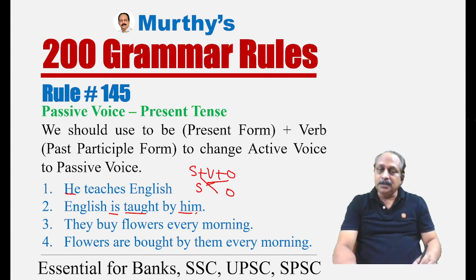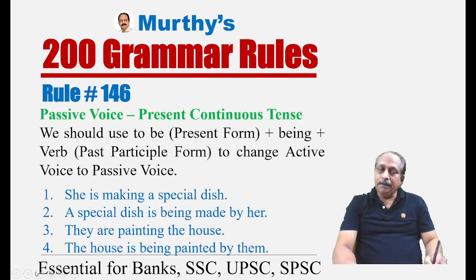They buy flowers every morning. They buy what? Flowers. The object becomes the subject. Here flowers is plural, and based on that: flowers are bought by them every morning. Buy, bought, bought. Here what you have to focus on is the sentence pattern. Based on the sentence pattern, they ask the questions.